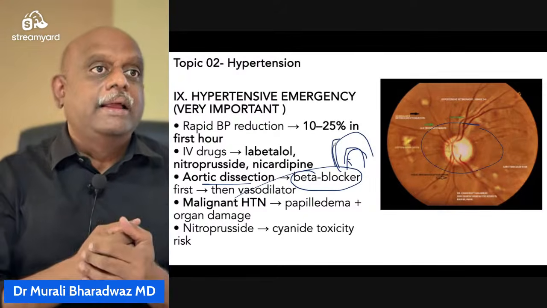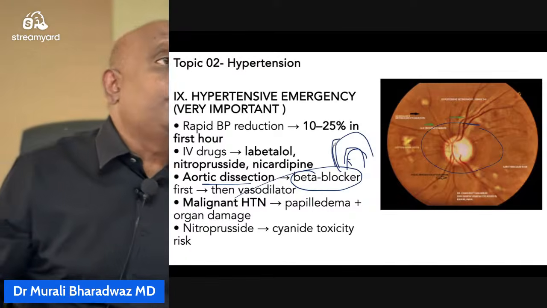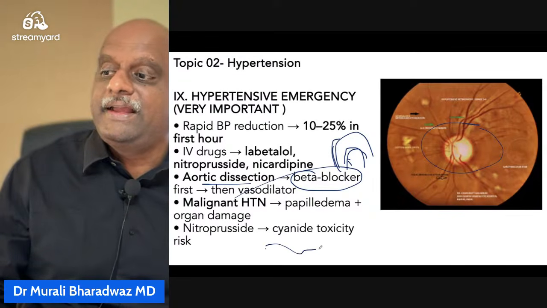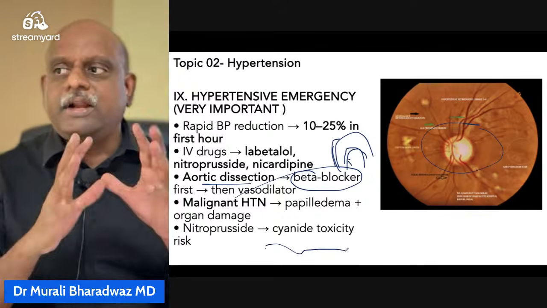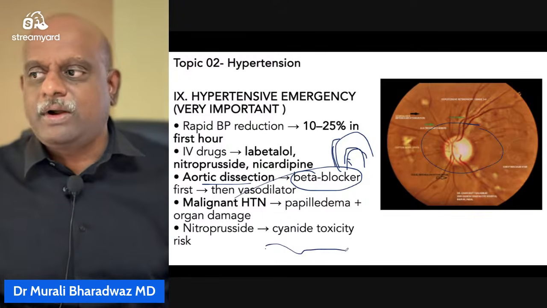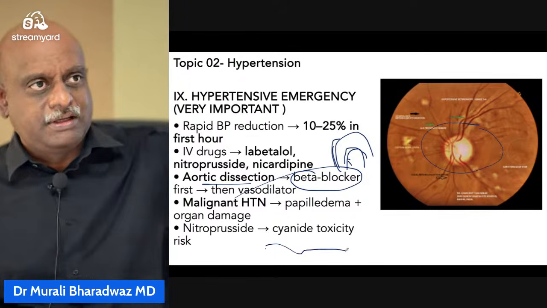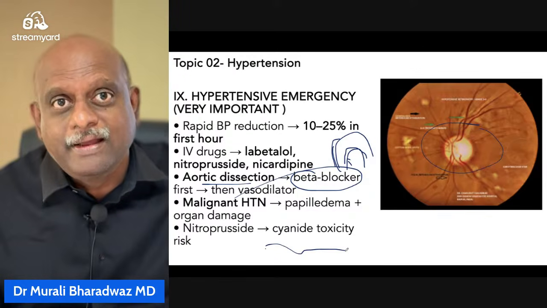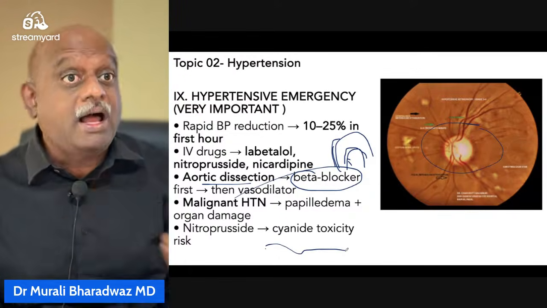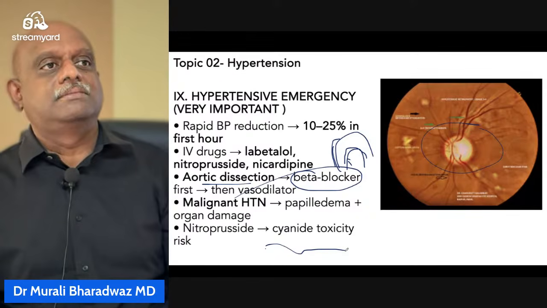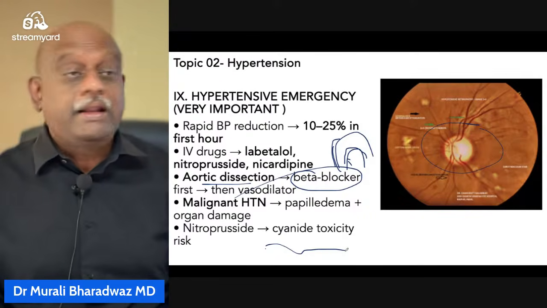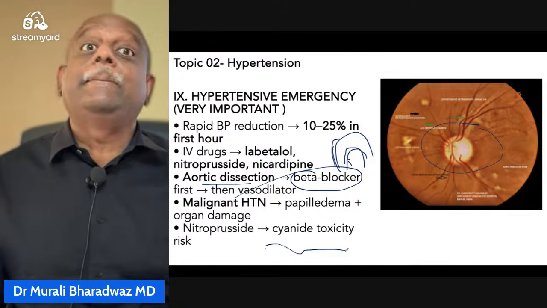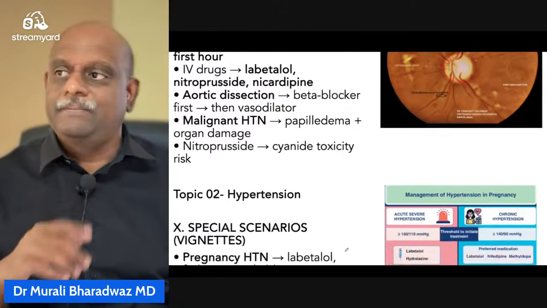Clear, doctor? Whenever you are giving nitroprusside, remember, it can lead to cyanide toxicity. So these are a few caveats about hypertensive emergency. What are the drugs that you use, doctor? Three drugs. Labetalol. What is the specialty of labetalol? Labetalol is both an alpha and beta blocker. Clear? Nitroprusside, nicardipine. These are all the drugs in hypertensive emergency.